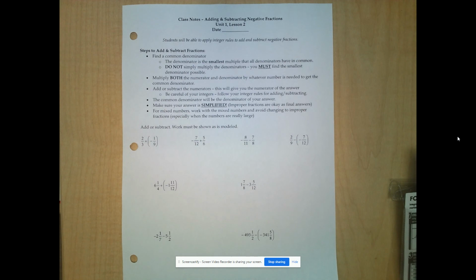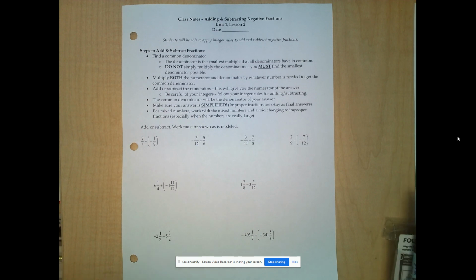Okay, so today, MSM3, we are going to talk about adding and subtracting fractions that include negatives. We introduced adding and subtracting negative numbers. Now we're going to expand into adding and subtracting fractions that include negatives. So what are the rules? What are the important things?